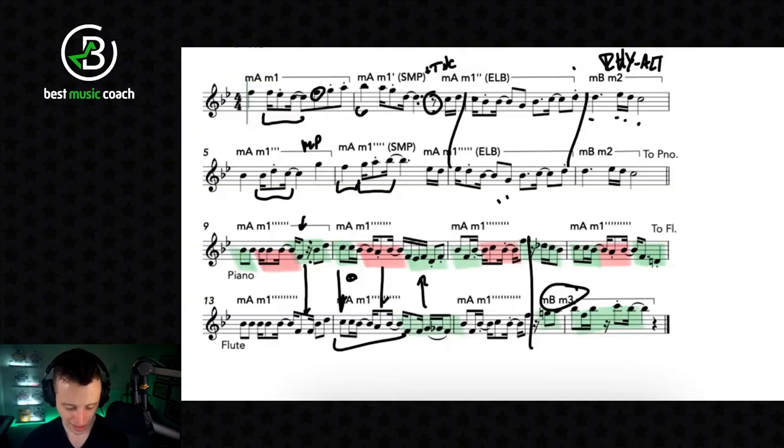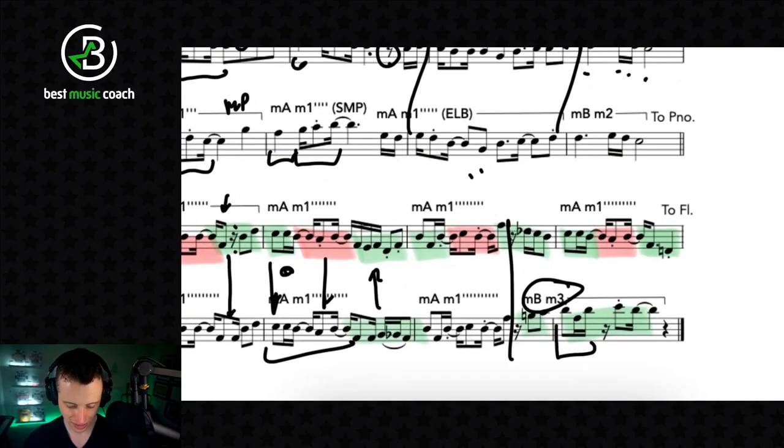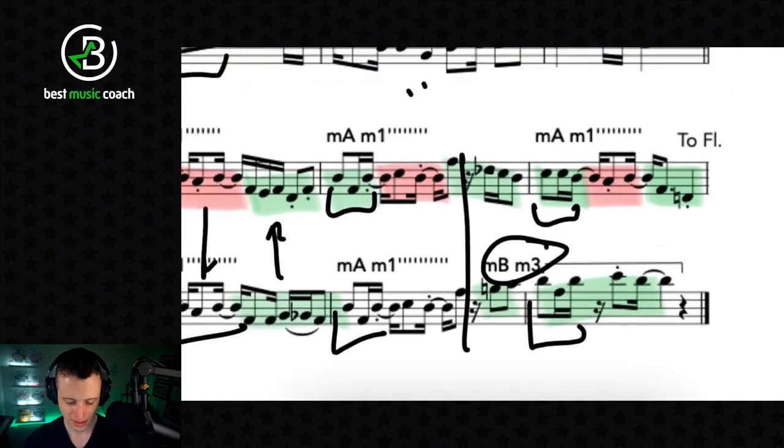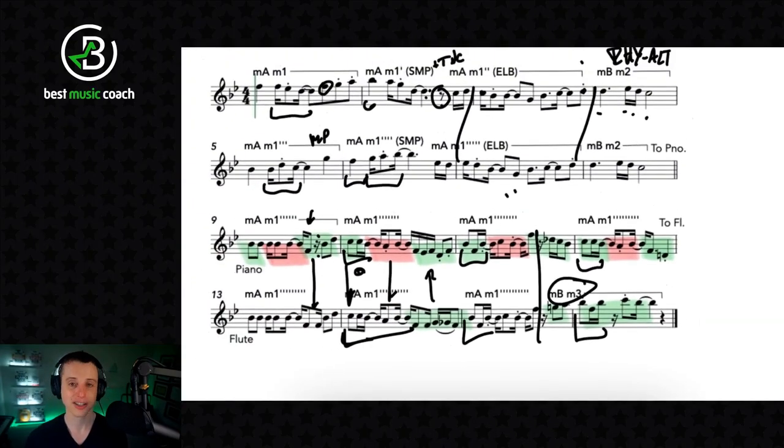And I'm saying that, but we can also look at the fact that this measure starts right here. This measure starts with the same figure, and so does this one, and this one, and this one. The 8, 16, 16. So it's like, how much variation is there really? How much of a different idea is this really? So we can see there's like a couple of motifs, a couple of figures that get reused over and over and over again.